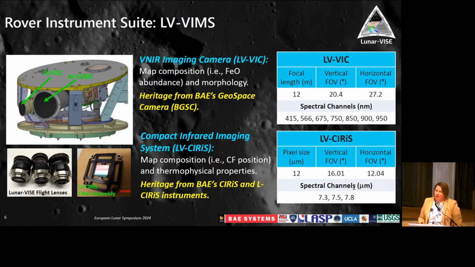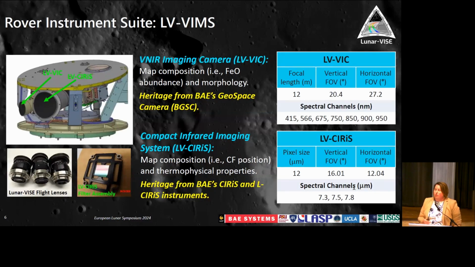LV-Cirrus has 3 spectral channels and 1 wide-range thermal channel. And so this will allow us to do both composition, but then also thermophysical properties across the dome. We have 3 channels that were specifically chosen to map the Christensen feature for highly silicic materials.